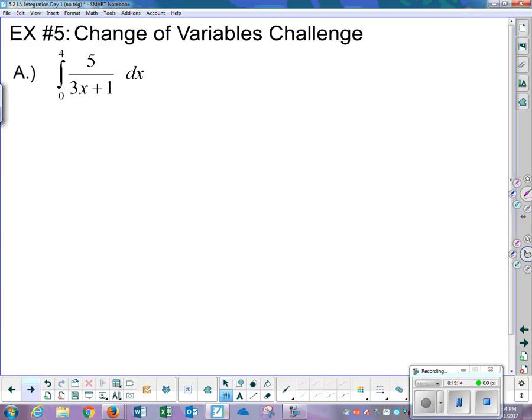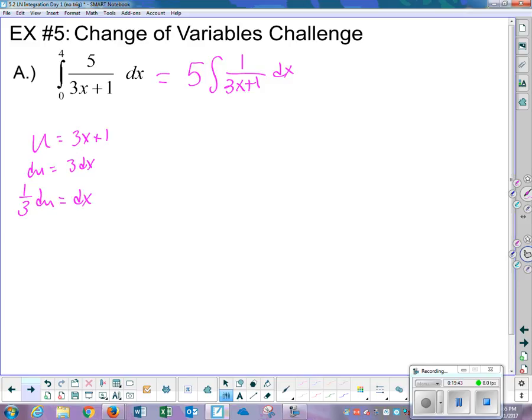Number 5, change of variables. We've done some change of variables before, so I think I'm going to go ahead and pass. I would let my u equal 3x plus 1 on this, and we can see that du would be a 3 dx. I have a 5 dx, so this I would have rewritten as 5 integral 1 over 3x plus 1 dx, so that I could get a 1/3 du equals dx.